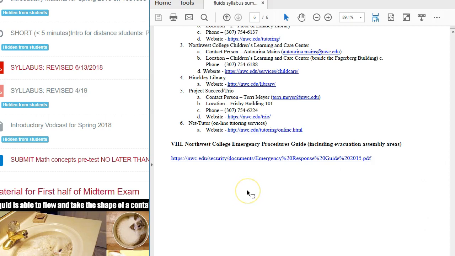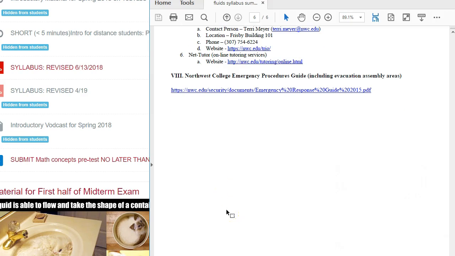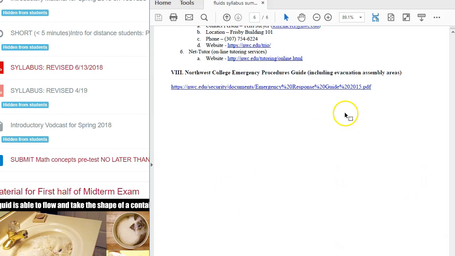Now, we also have an emergency procedure guideline, which, as distance students, I don't think is going to be directly relevant to us. However, do keep it in mind and the resources available to you.